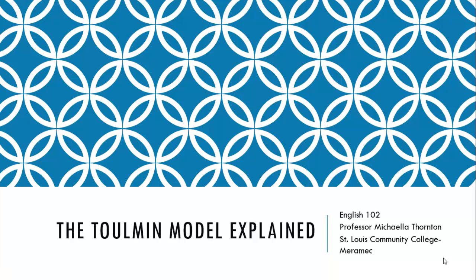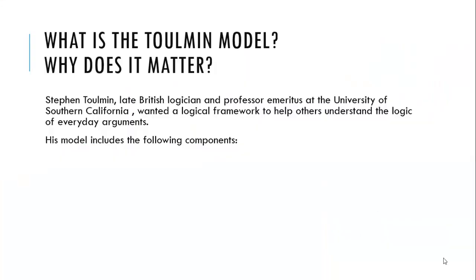All right, welcome to the Toulmin Model Explained. This is explained in detail in your textbook, but I want to take a moment just to share with you how this model works and why it's important to understanding argumentation, and especially helping you with your rhetorical analysis essay. I think you're going to find this framework for looking at and dissecting arguments very, very helpful. So first, why does this matter?